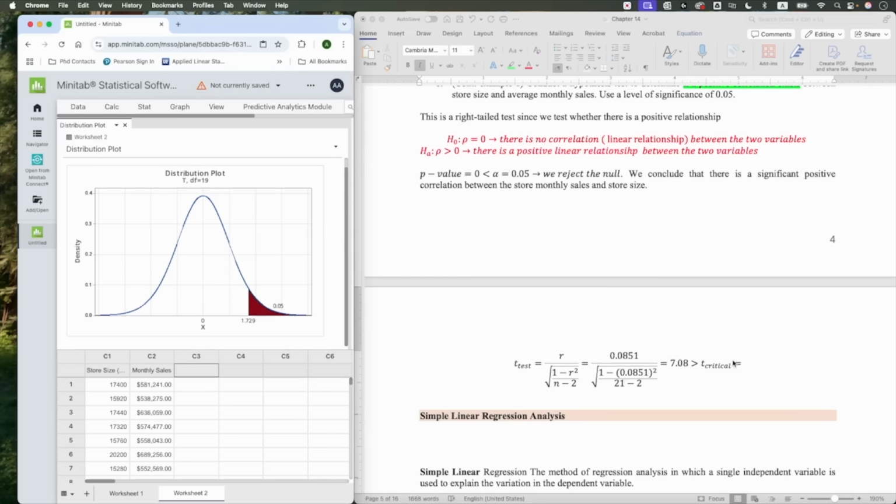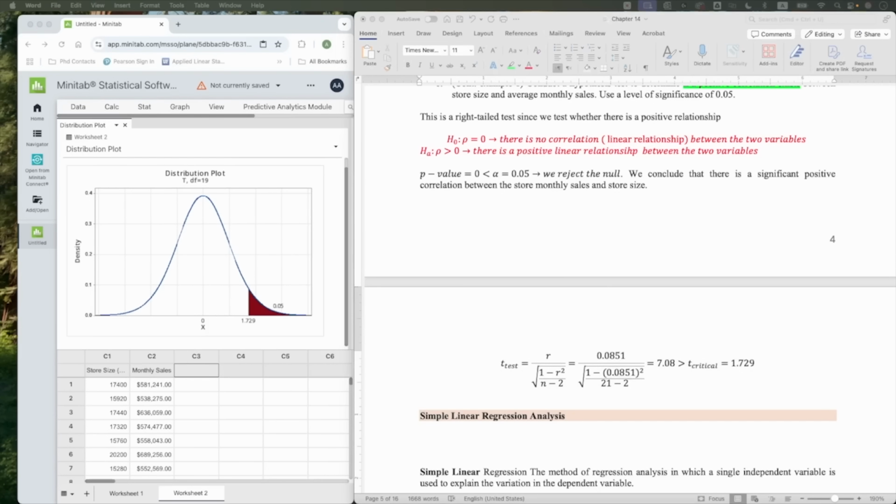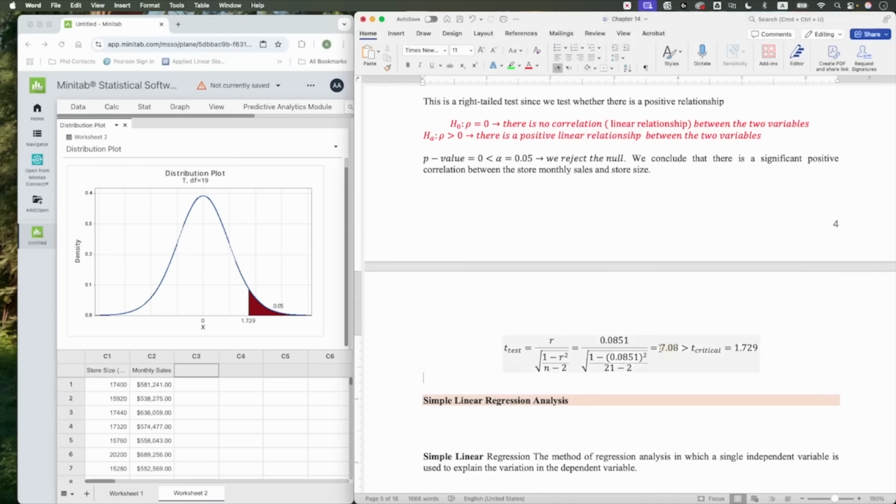If you do the right tail, 1.729. Yep. So we got to the same conclusion. Okay, so this is again, we get to the same conclusion. If you look at it, t-test, by the way, is 7. 7 is here, actually, it's here. Look at the chart here. So we come up with the same conclusion.